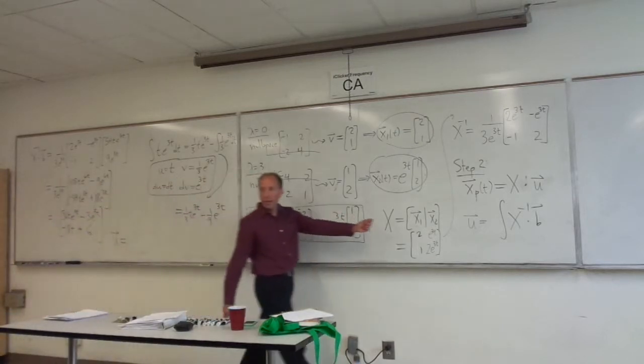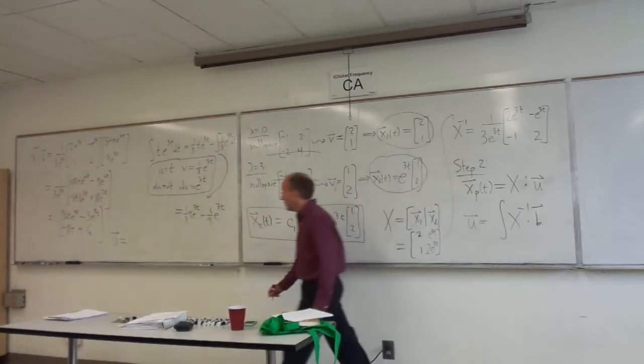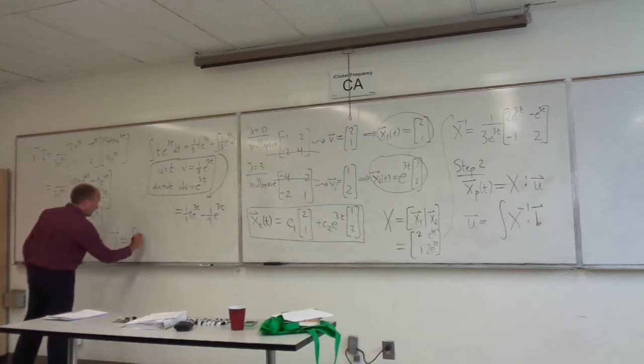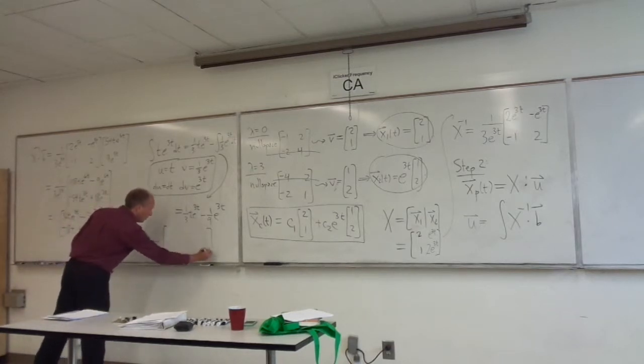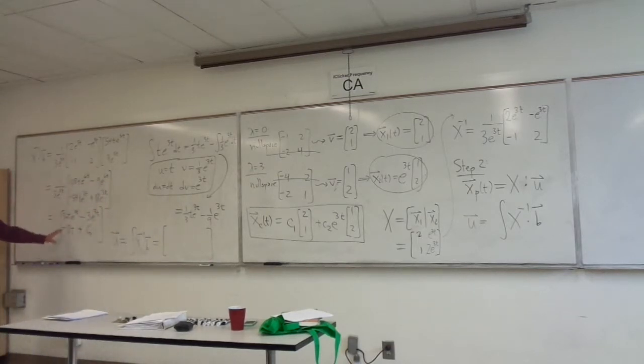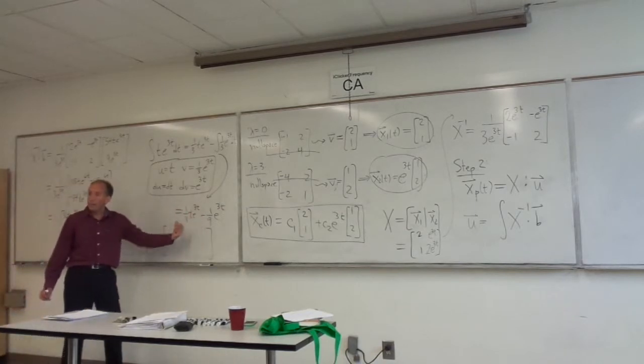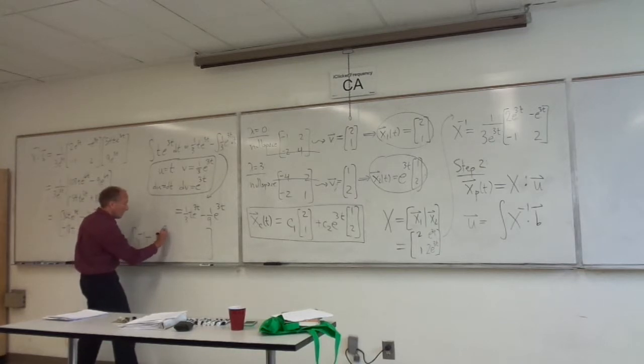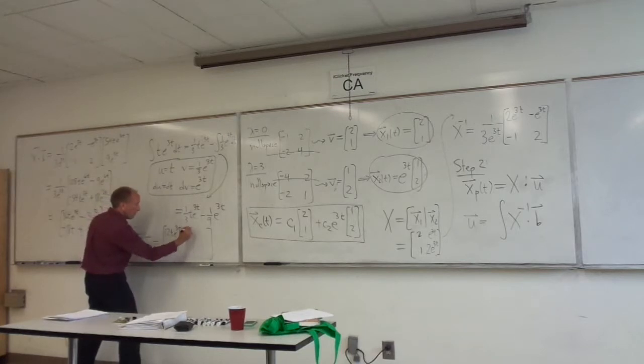So then I can come back and start working on what u is. u is the integral of x inverse times b. So I'm going to integrate x inverse times b, and that means I'm going to integrate both slots, all of these terms. We already did the integral of t e to the t, we just need to scale it by 36. If I multiply it through by 36, I'll end up with what? 12t e to the 3t minus 4 e to the 3t.